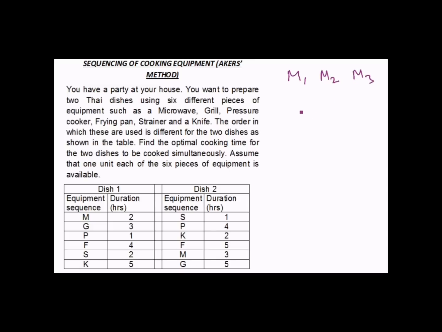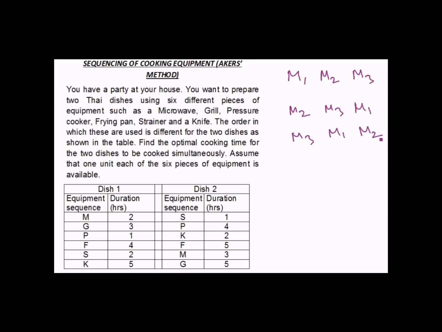In this example, we will see how to process different jobs on the same set of machines but in different orders. So for example, the first job is to be processed on M2 first, then M3, and then M1, and the second job is to be processed first on M3, then M1, and then M2. So let us look at this example.